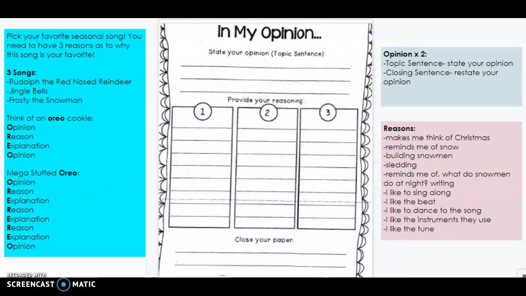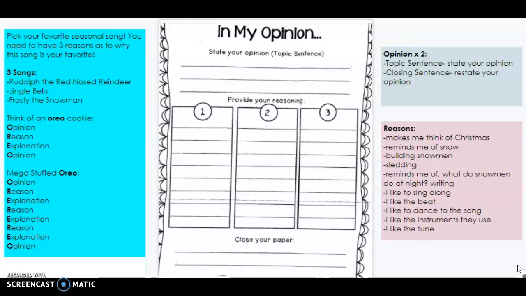And these are some reasons that the second grade teachers came up with to possibly use to support your opinion of which song is your favorite. So for these 3 songs, maybe some of these reasons are specific to a certain song, or they could be used for lots of the different songs. "Makes me think of Christmas." That reason works for all of them. All of these songs make me think of Christmas. Rudolph, Jingle Bells, and Frosty all make me think of this time of year, the holidays, the Christmas season.